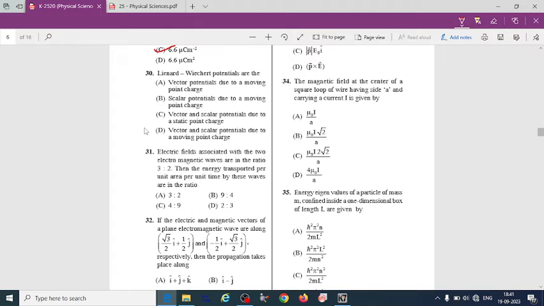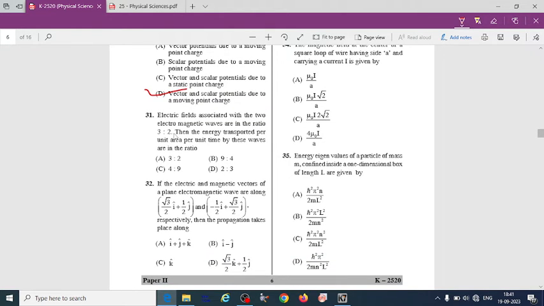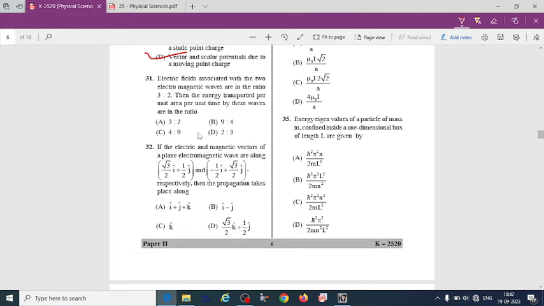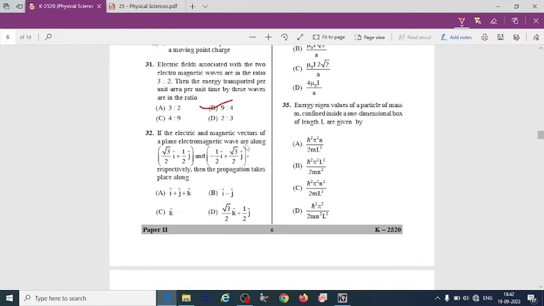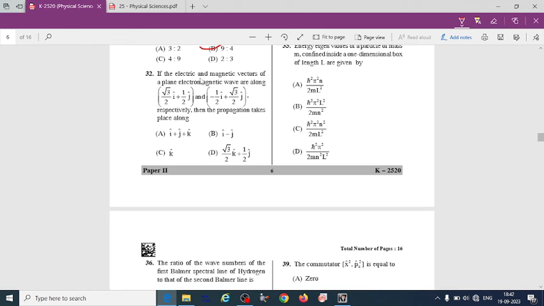So D is the correct answer: the vector and scalar potential due to a moving point charge. Next: electric fields associated with two electromagnetic waves are given in the ratio 3:2. Then the energy transported per unit area per unit time by these waves is in the ratio option B, 9:4.